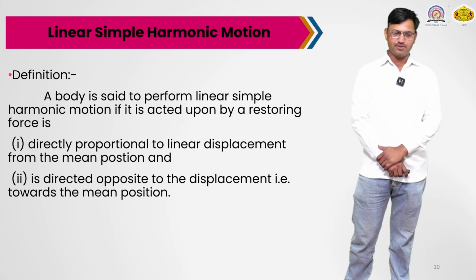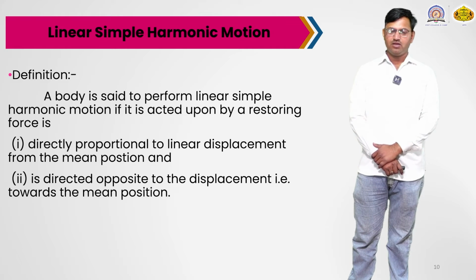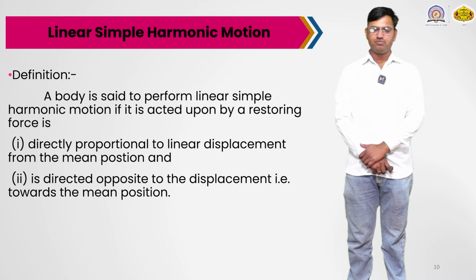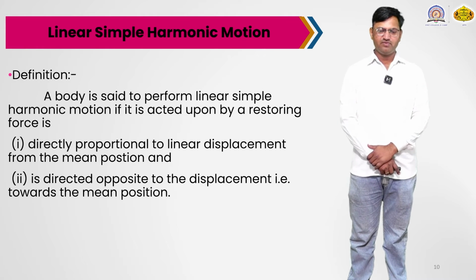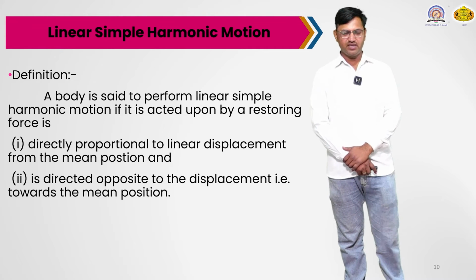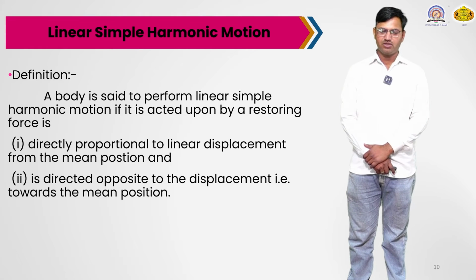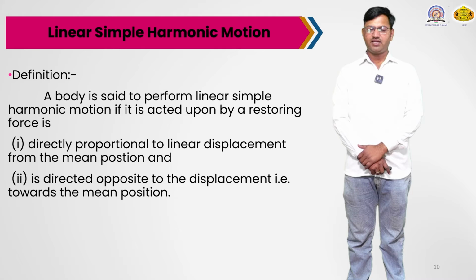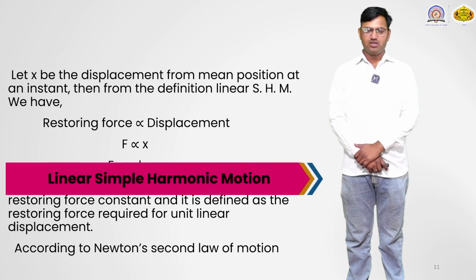Next topic: linear simple harmonic motion. The definition: a body is said to perform linear simple harmonic motion if it is acted upon by a restoring force which is, first, directly proportional to the linear displacement from the mean position, and second, directed opposite to the displacement, that is, toward the mean position.